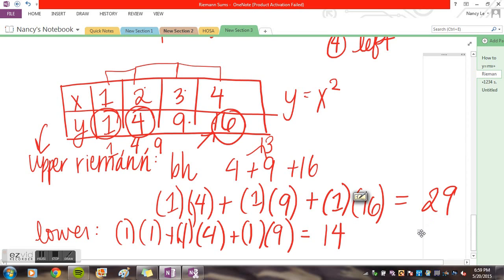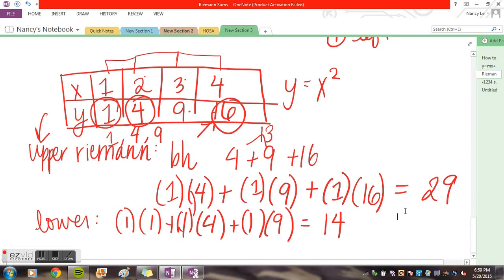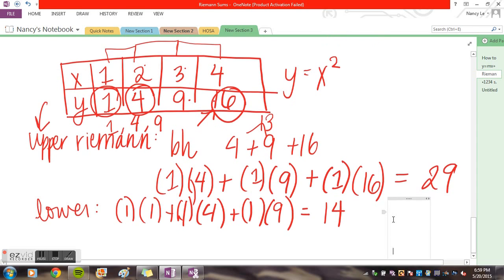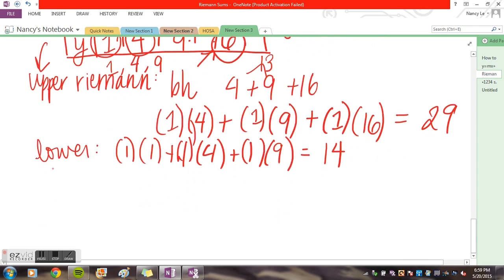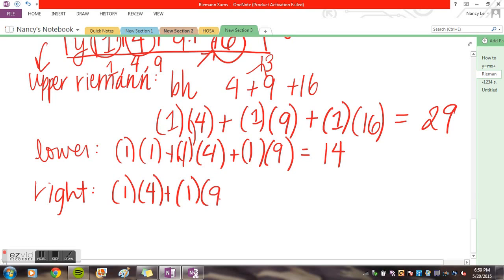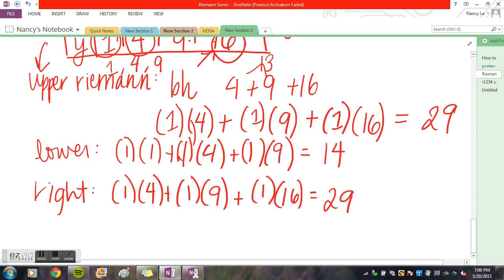Now let's do the same for a right Riemann sum. So for a right Riemann sum, you'd have 1 times the right y value, which out of 1 and 4, the right value is 4, plus 1, and then the right value out of 4 and 9 is 9. And then the width is 1 from 3 to 4, and then the right value would be 16 out of 9 and 16. And then that would give you 29.